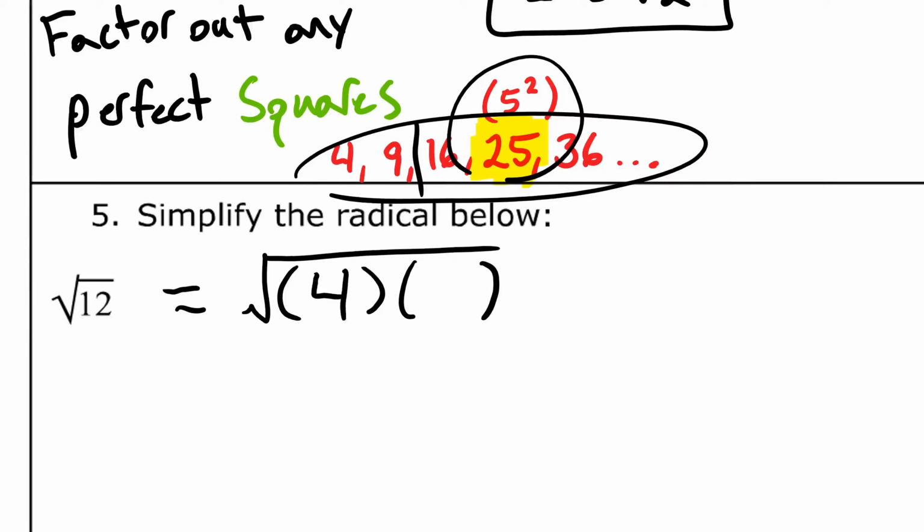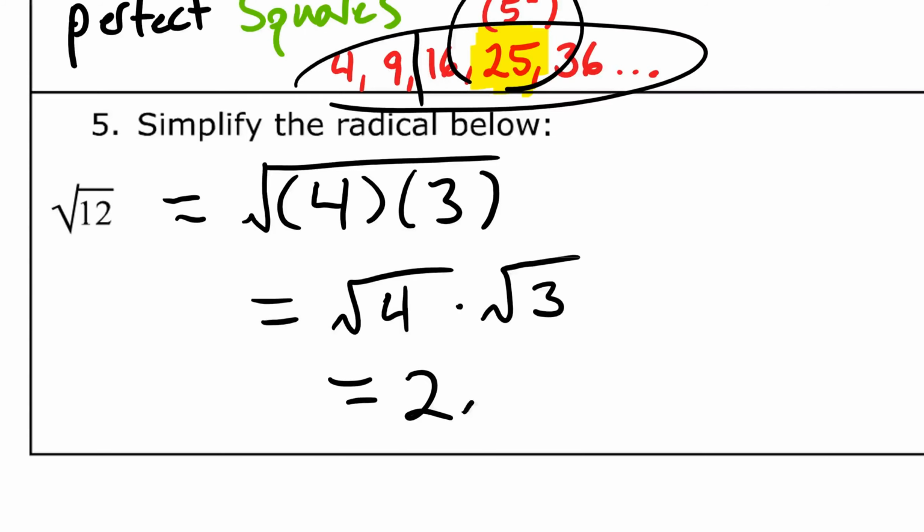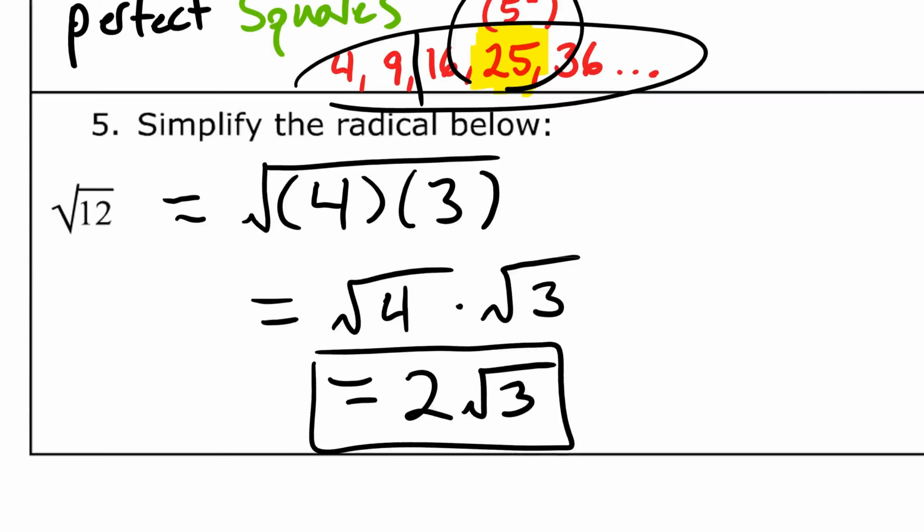I know for a fact that you can divide 12 by 4 and get 3. 4 times 3 equals 12, so I can split it up like this. And then I can split up the radical, which is the whole point of finding and factoring out that perfect square. The square root of 4 is 2. Therefore, the square root of 12 can be simplified to 2 times the square root of 3.